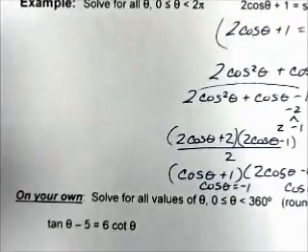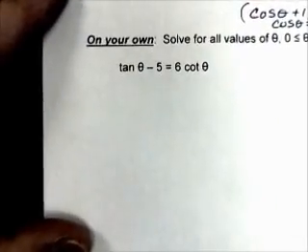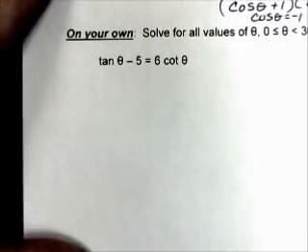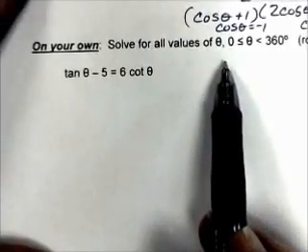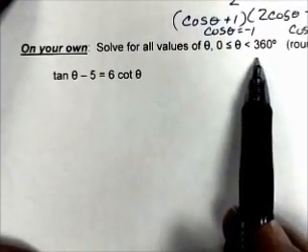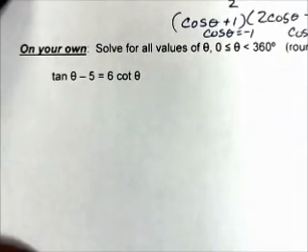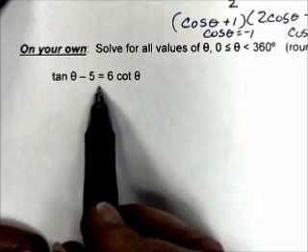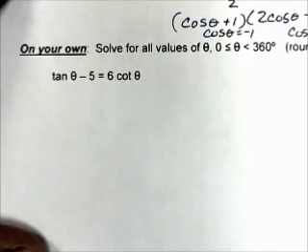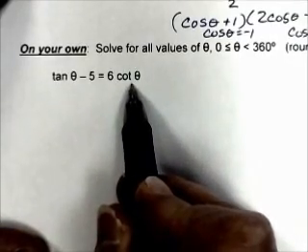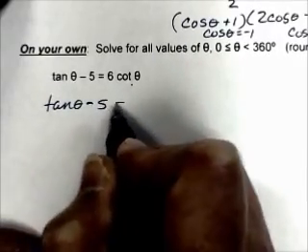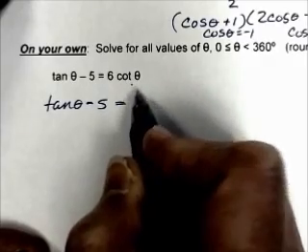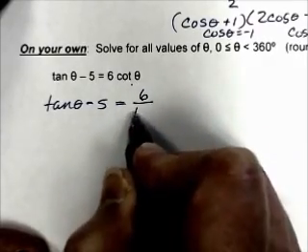All right. So again, if you would pause the video here and try the next one on your own, and then we're going to stop after this. Solve for all values of theta, theta greater than or equal to 0, less than 360 degrees. Round to the nearest degree if necessary. Okay, we have tangent theta minus 5 equals 6 cotangent theta, meaning 6 times cotangent theta. Okay, so cotangent theta replaced with 1 over tangent. So that's 6 times 1 over tangent, or simply 6 over tangent theta.